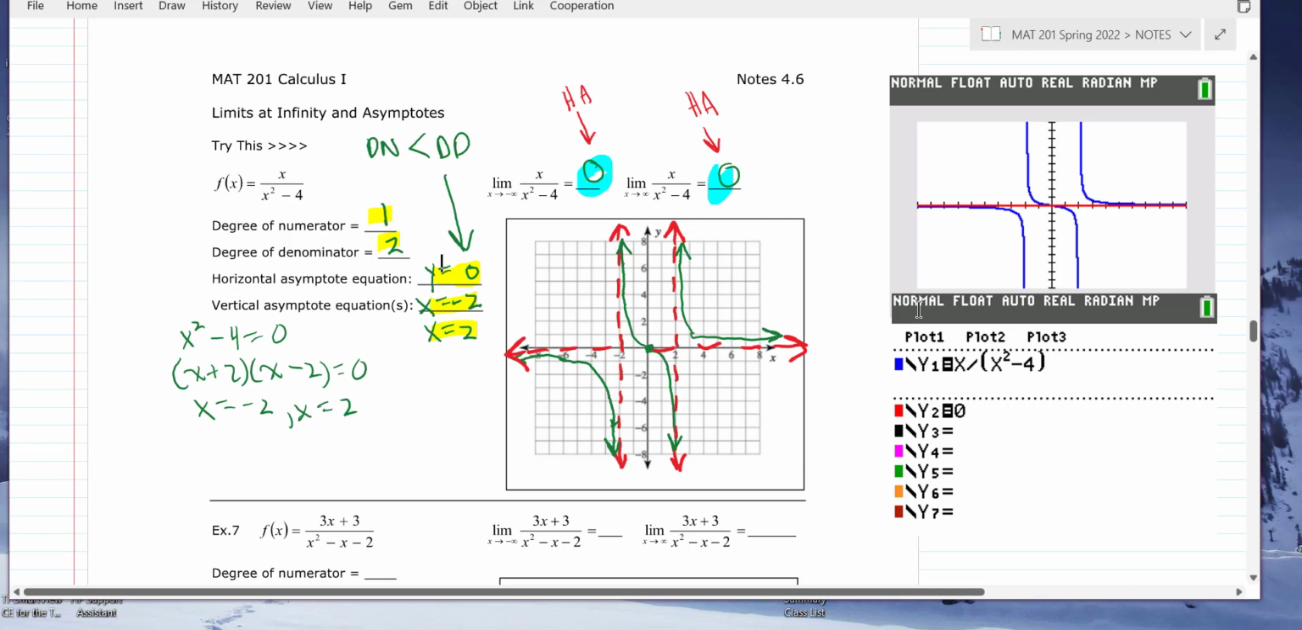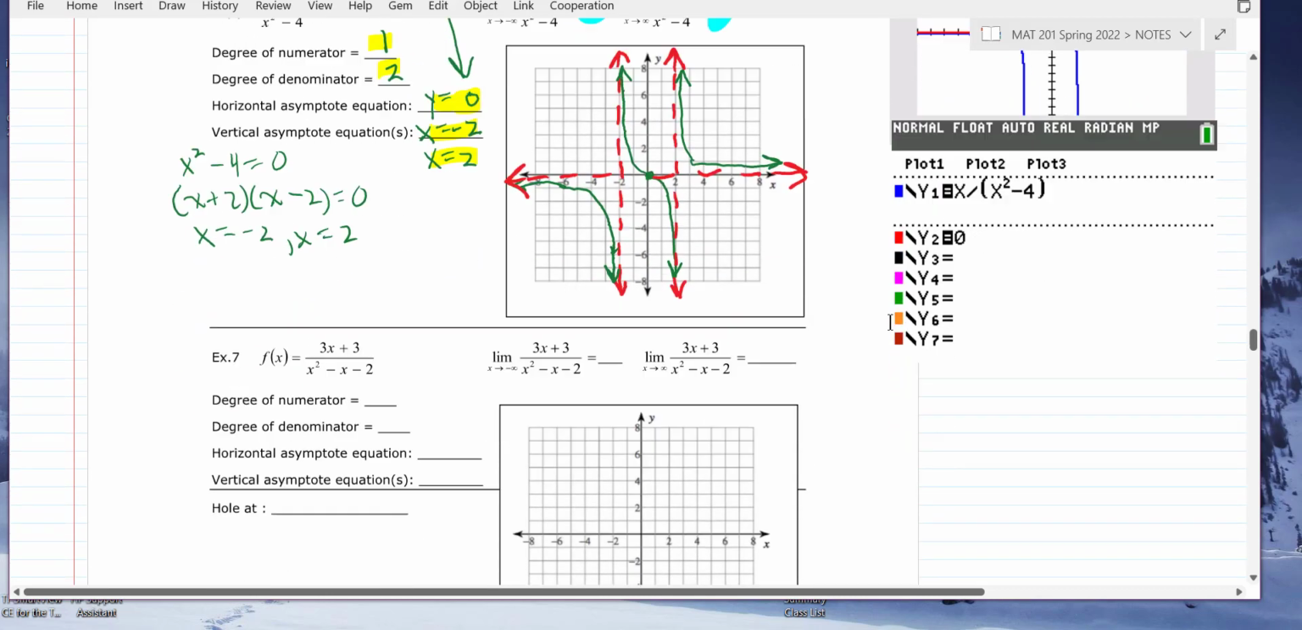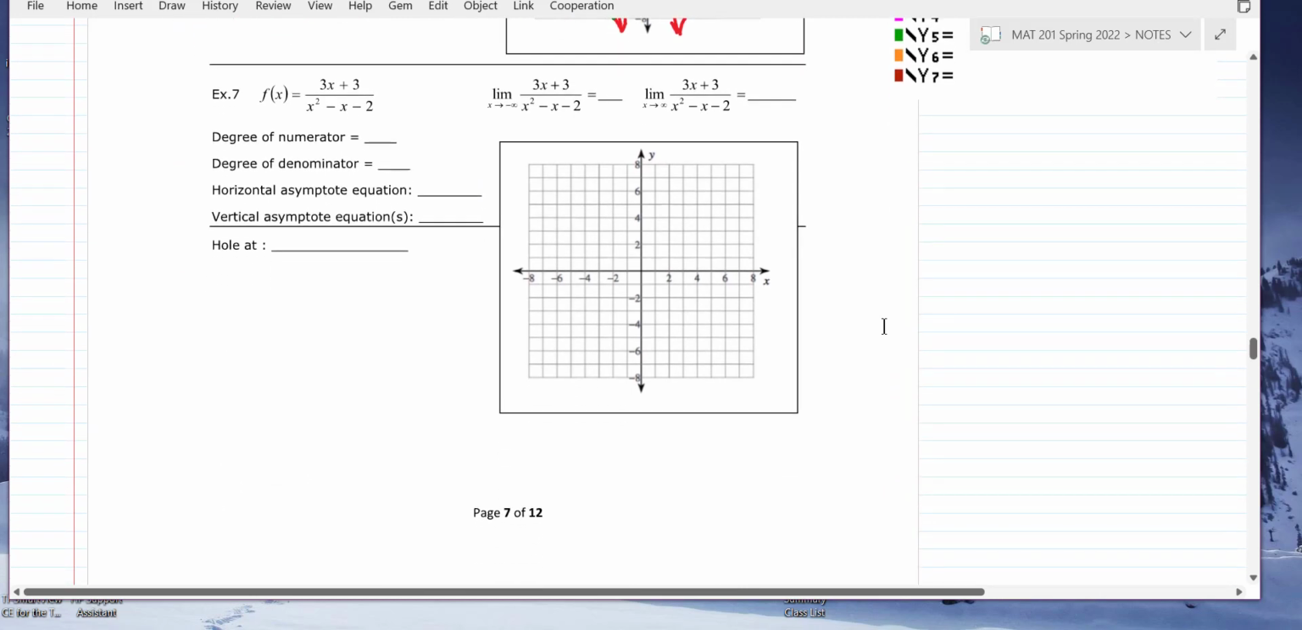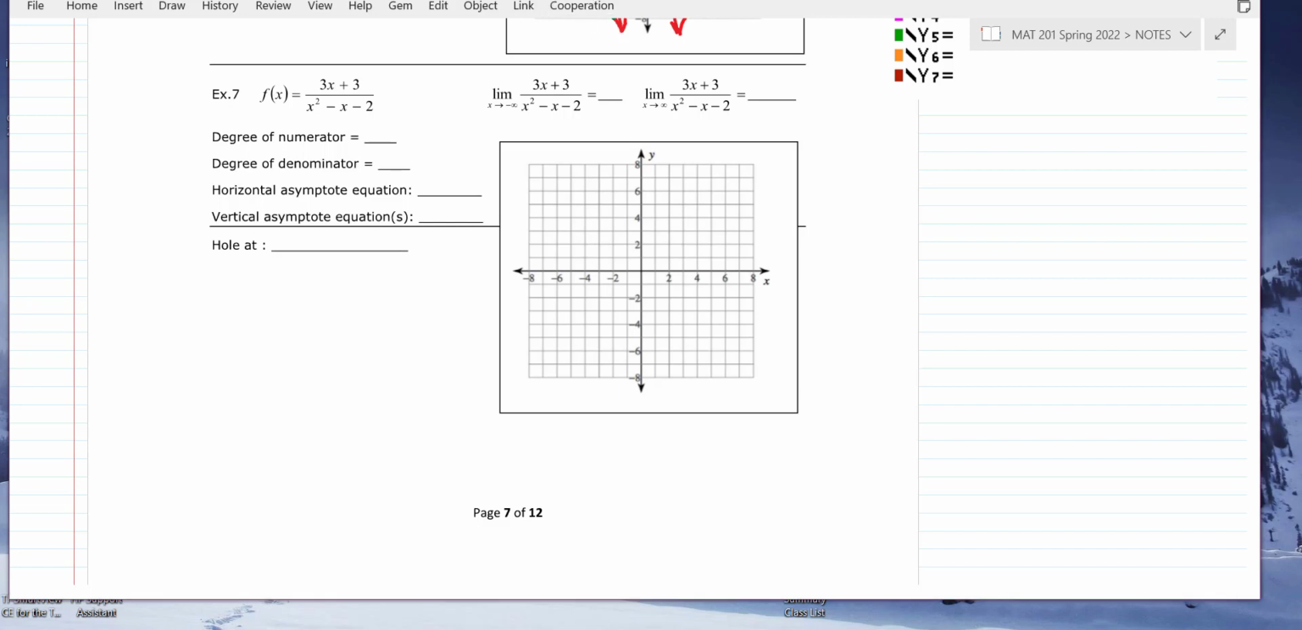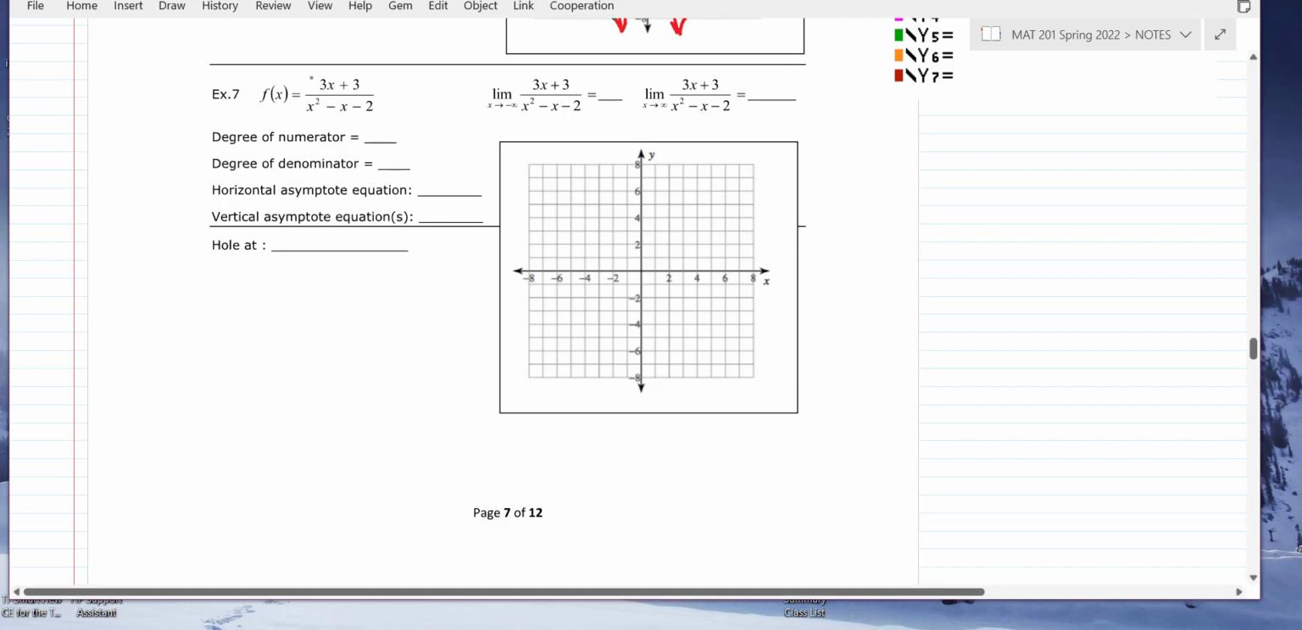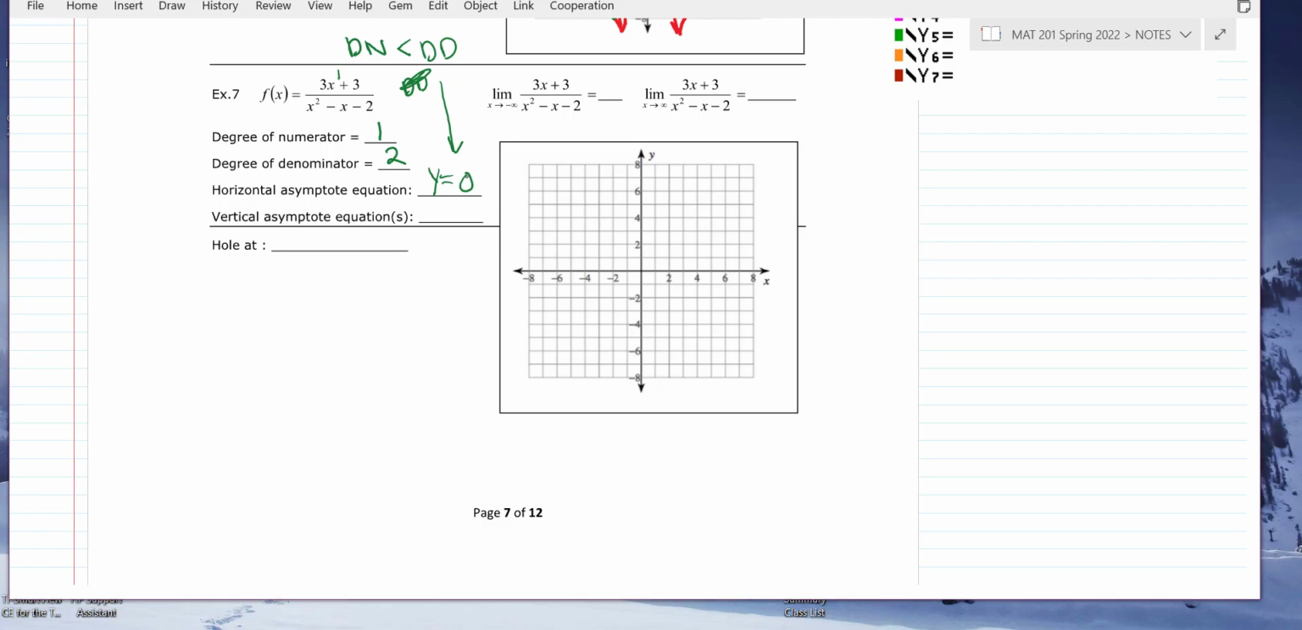So I'm going to move down to example 7 at the bottom of the page, and we'll look at this one. This one has a hole. So we'll run through this one a little bit and see how this goes. Again, with this one, the degree of the numerator is 1. That's the highest power of x. The degree of the denominator is 2. Since the degree of the numerator is less than the degree of the denominator, we conclude that y equals 0. What that's going to do is tell us what the answer to these limits are automatically.